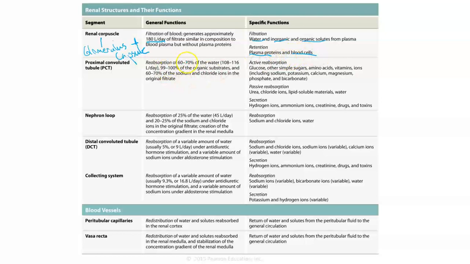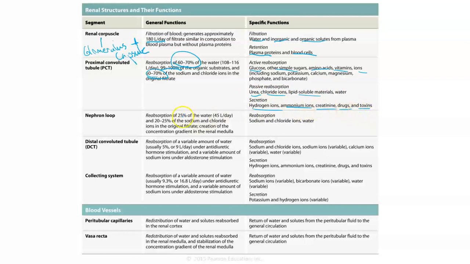Proximal convoluted tubule, again, 60-70% of the water, almost all of the other organic substrates, and then 60-70% of the salt. You have glucose being reabsorbed, simple sugars being absorbed, amino acids, vitamins, ions, urea and chloride ions, lipid-soluble materials, and the things that you're secreting, getting rid of, would be hydrogen ions, ammonium ions, creatinine, drugs, and toxins.